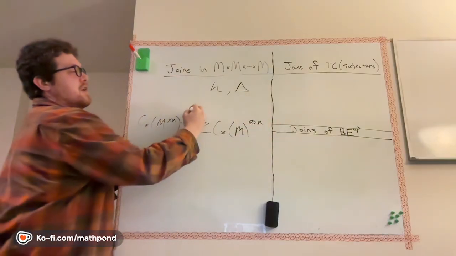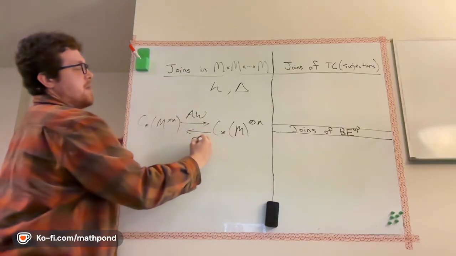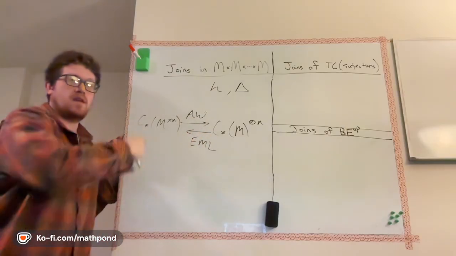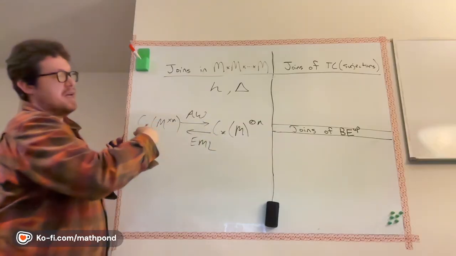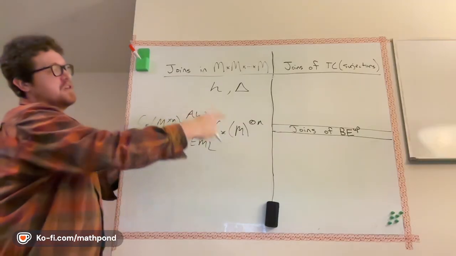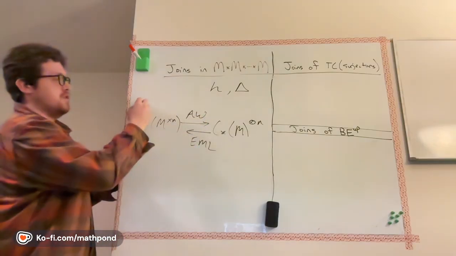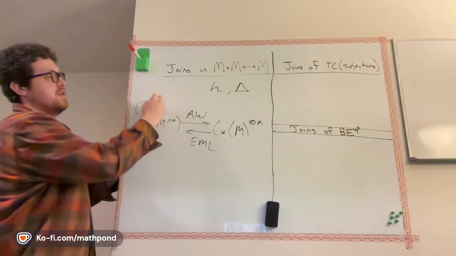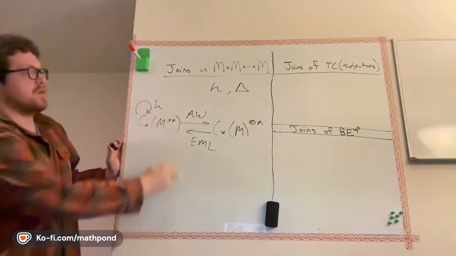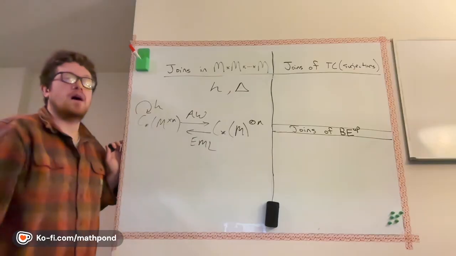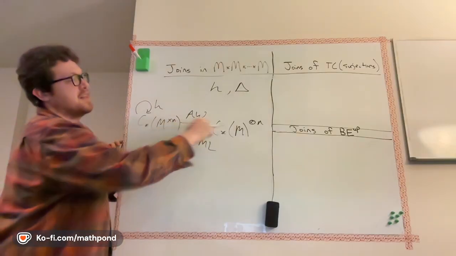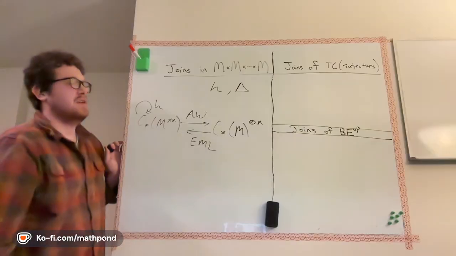Right, there's this AW map, and there's also this EML map backwards. And the composition this way is not the identity, but it's homotopic to the identity, and this H is the Xi homotopy, which corrects for the fact that this composition is not the identity.